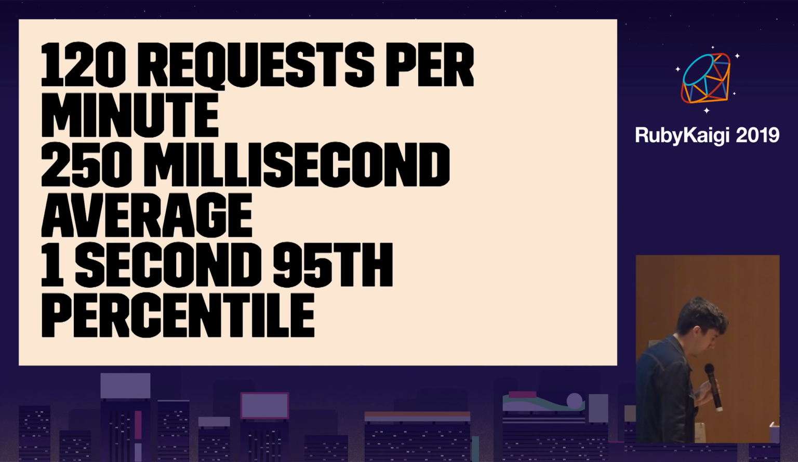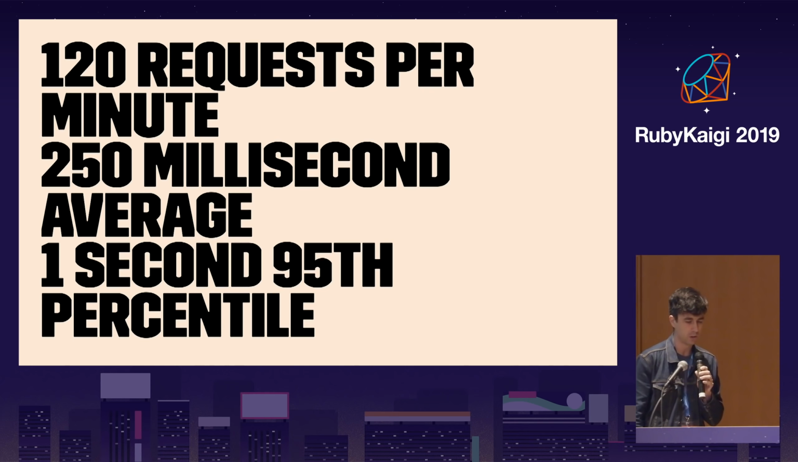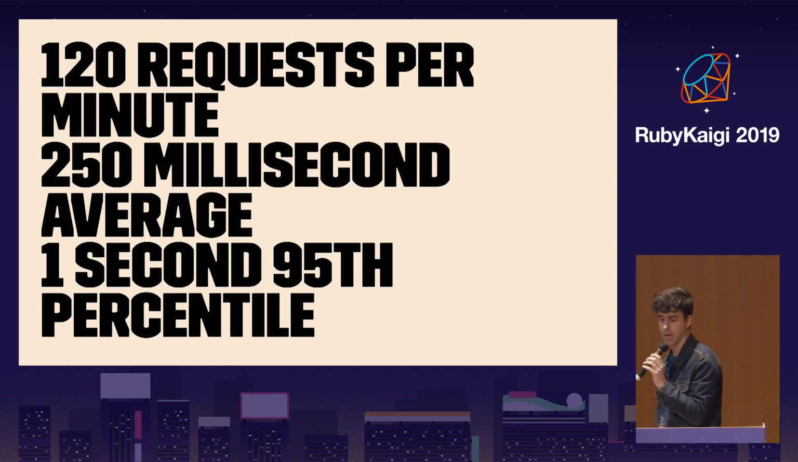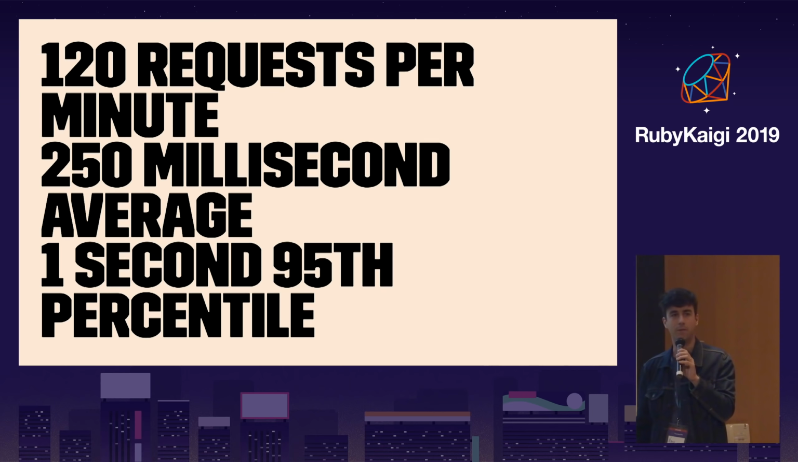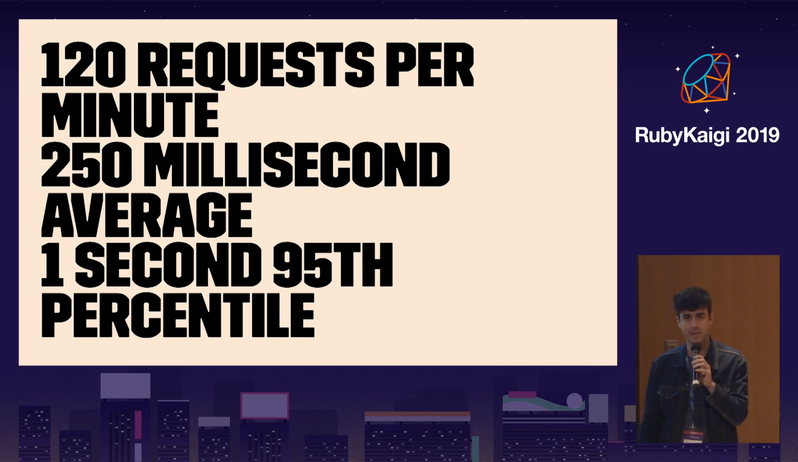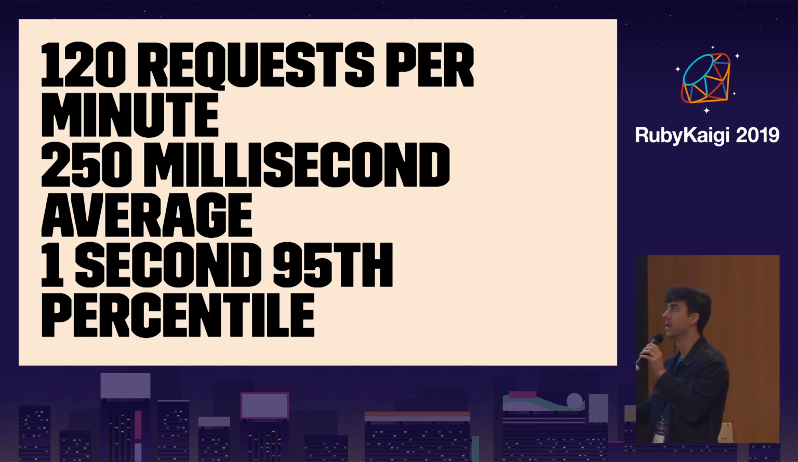So this is just some example numbers I pulled out of thin air. If I told you we have a Ruby web application that takes 120 requests per minute, it has a 250 millisecond average response time, and the 95th percentile response time, so that means that 95% of requests are served faster than this time, and 5% are slower. That 95th percentile is 1 second.